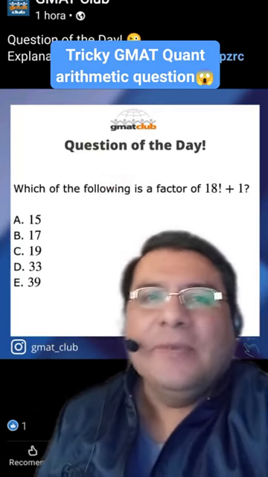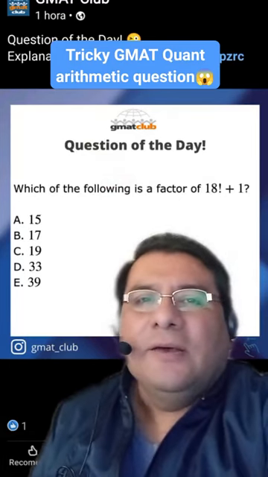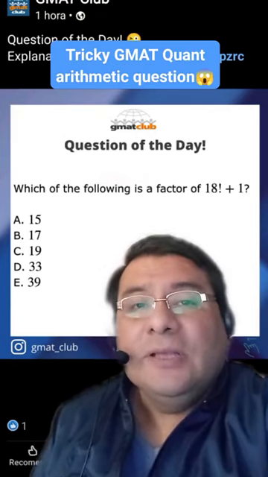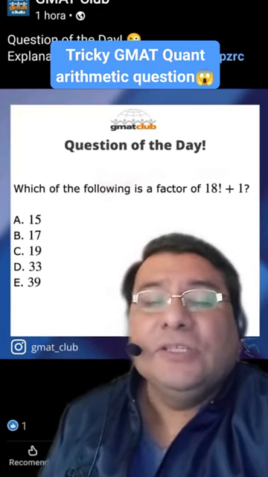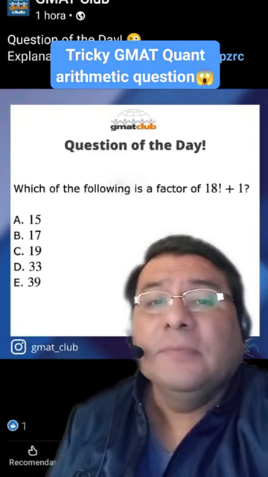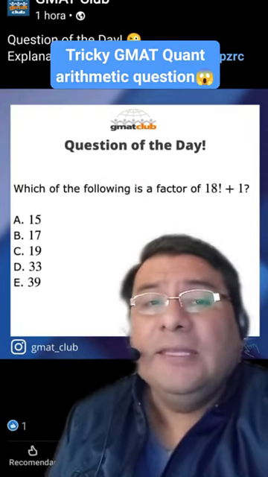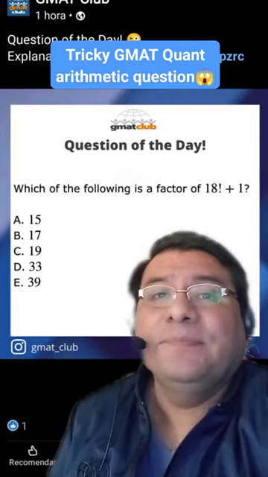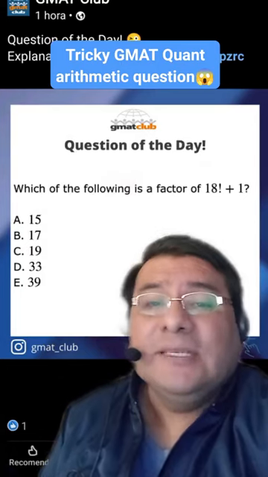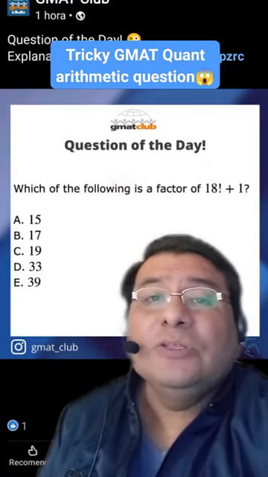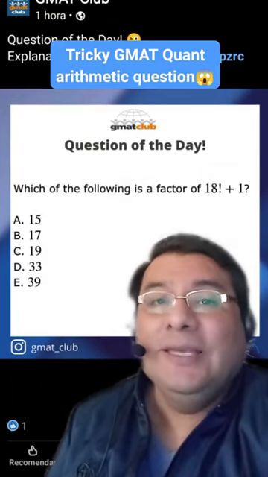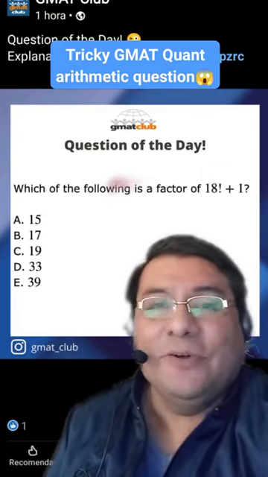Today I want to comment on an interesting question from my friends at GMAT Club. This is a GMAT quantitative question and says as follows: which of the following is a factor of 18 factorial plus 1? We have 5 answer choices and we need to choose the correct one. That is basically what you need to do in the problem-solving question format.